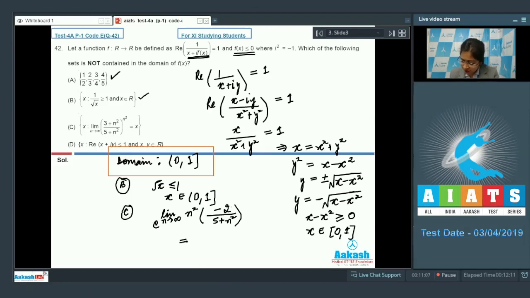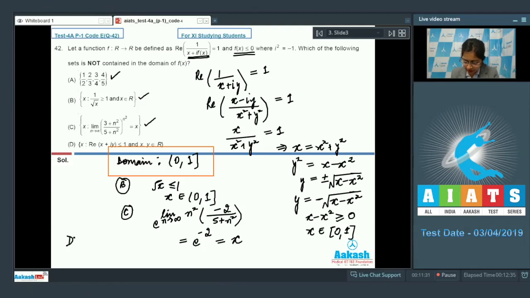So this will be equal to e raised to the power, dividing the numerator and denominator by n square and then putting the limit of n tending to infinity. We will get e raised to the power minus 2. This is equal to x. Now x is equal to 1 upon e square. It also lies between 0 and 1, so this is also contained in the domain.